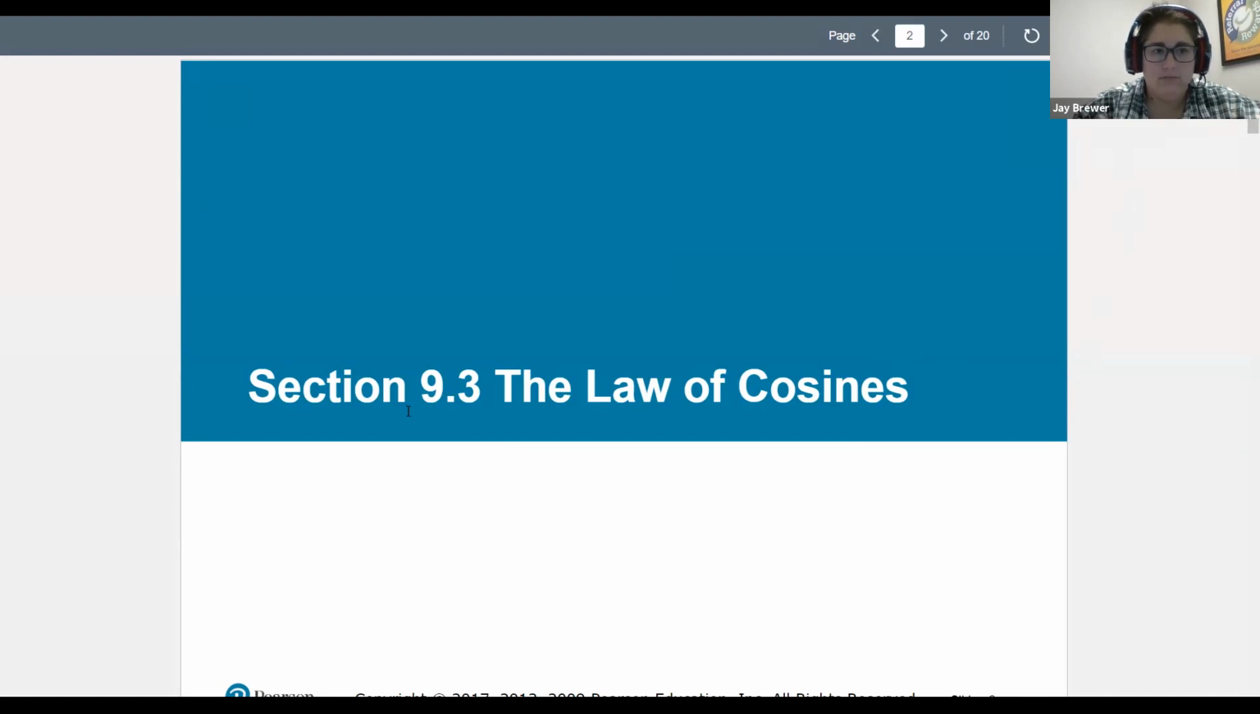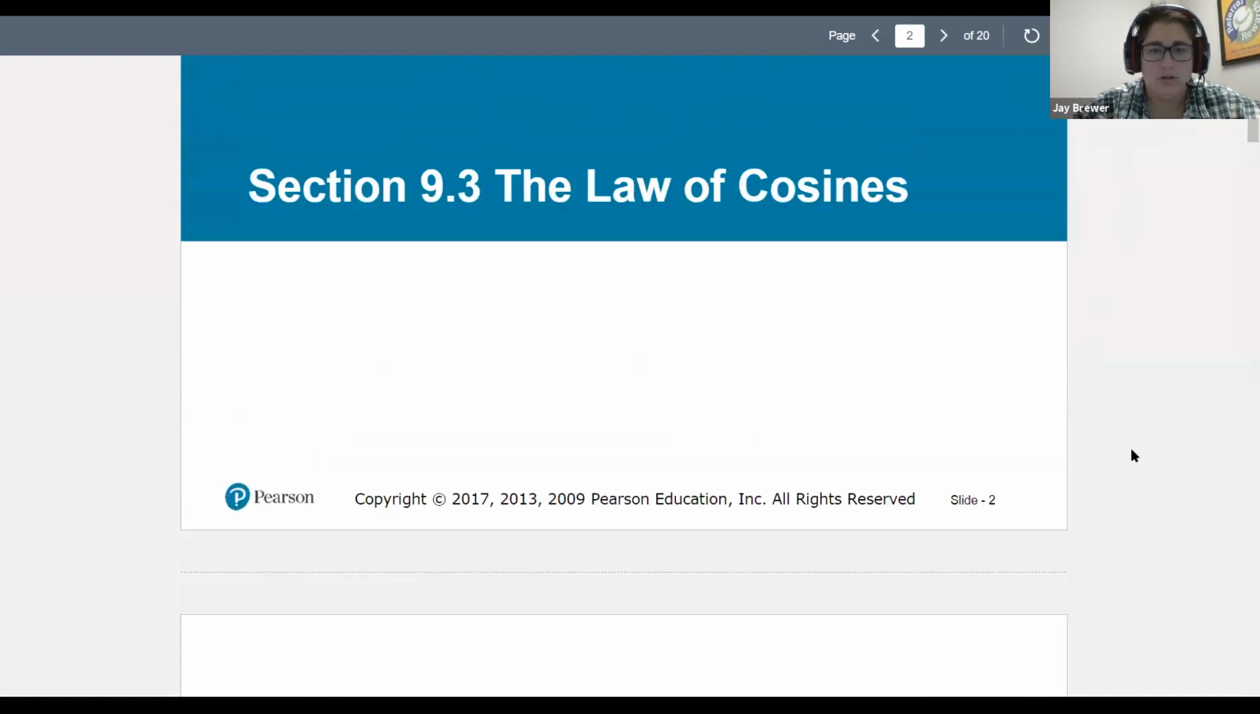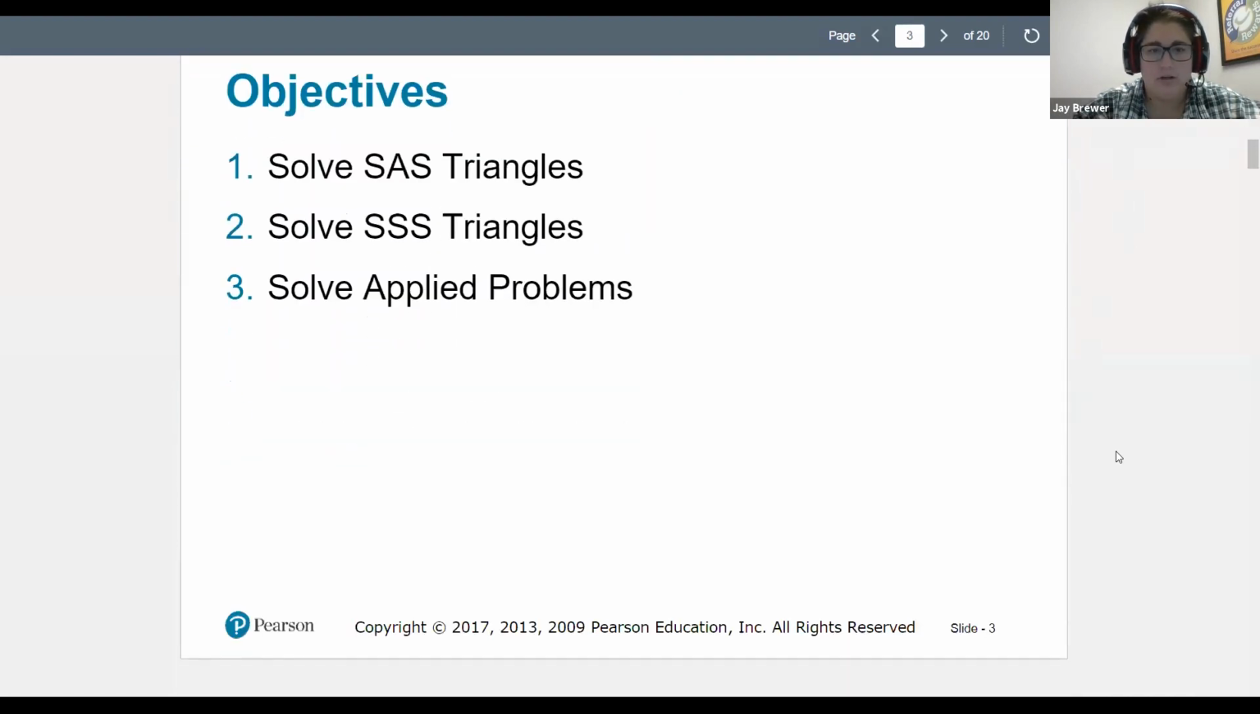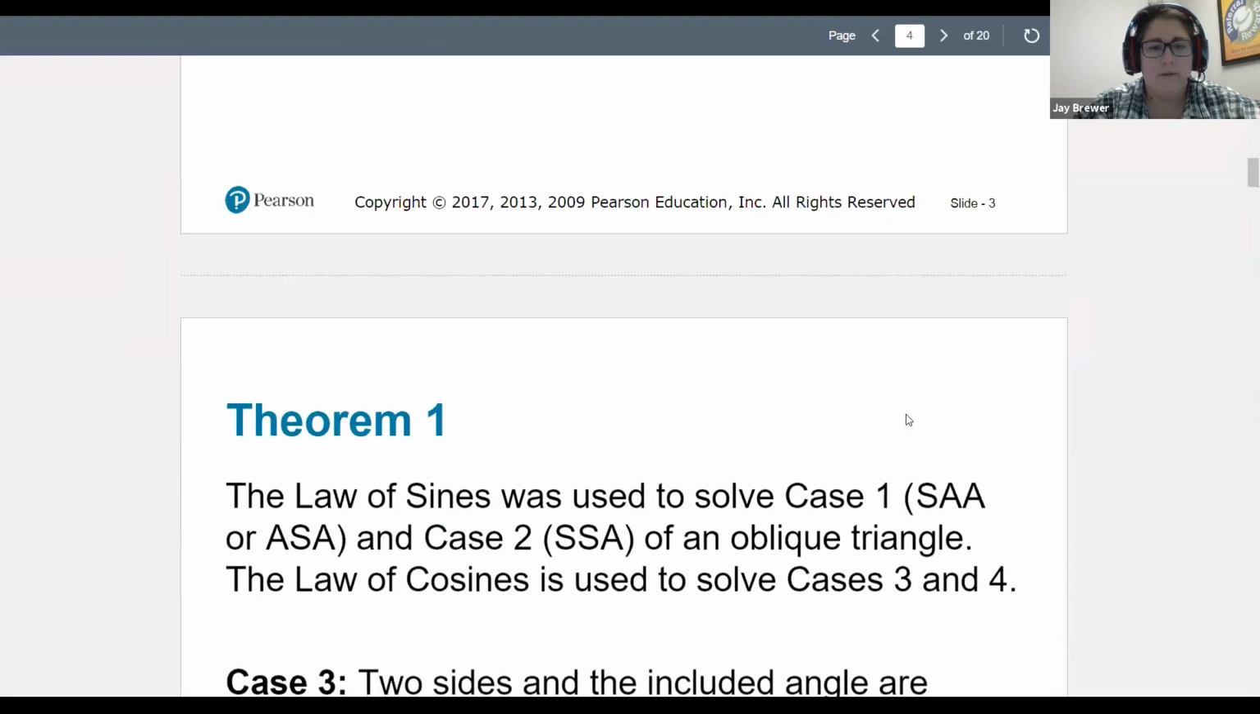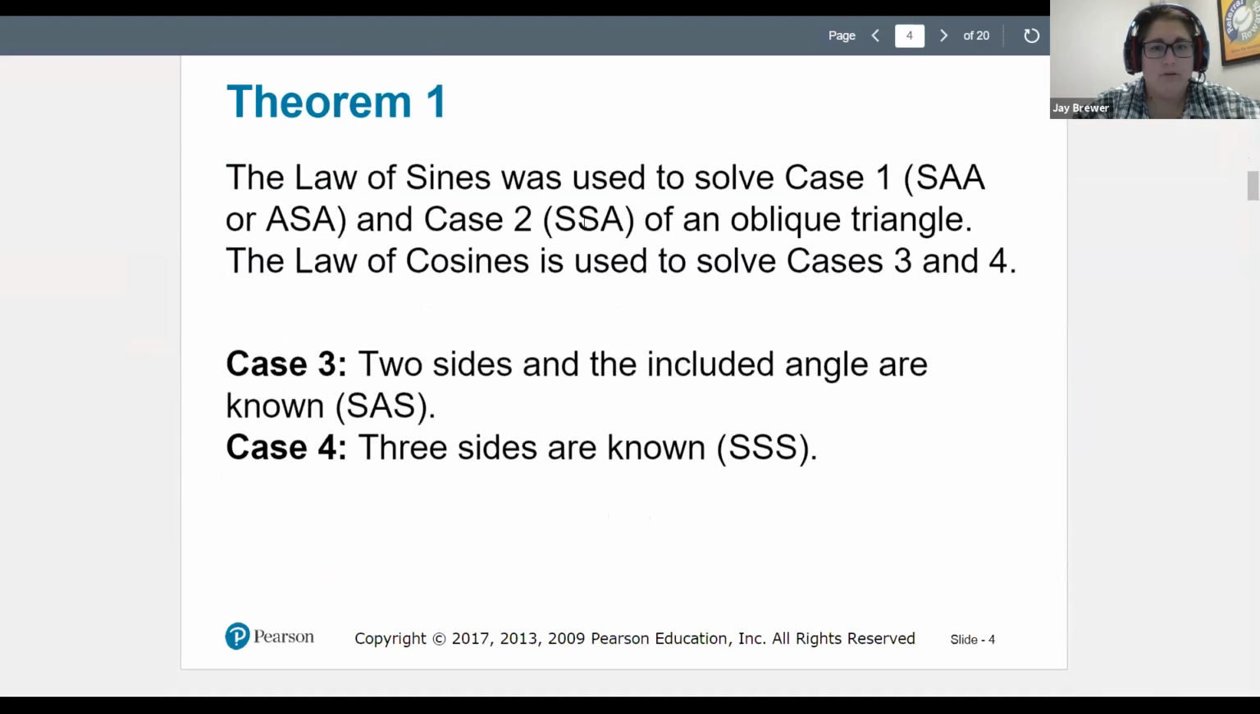So law of cosines is going to be very similar to the law of sines. You can see your three objectives there. We're going to solve triangles using side angle side, solve using side side side, and solve applied problems. The reason why we are focusing on side angle side and side side side is because those are the two cases that deal with law of cosines and not law of sines.